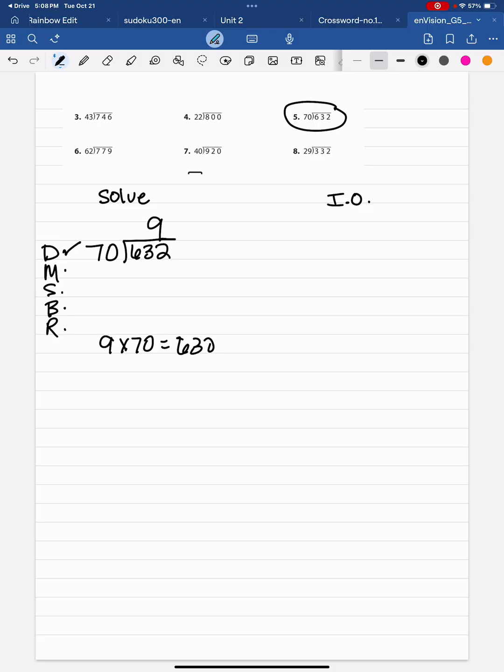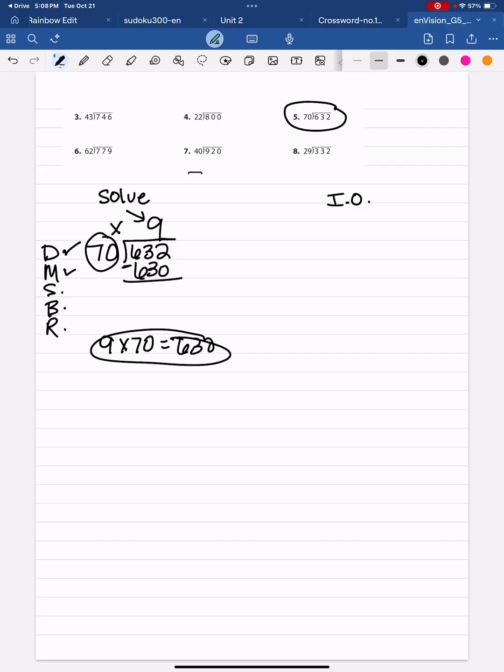Okay, so we divided. Now we need to multiply. You multiply the number that you've put up at the top where your answer goes. This is where our quotient will go. You multiply that number times your divisor. Well, we've already done that down here, so we know it's 630.